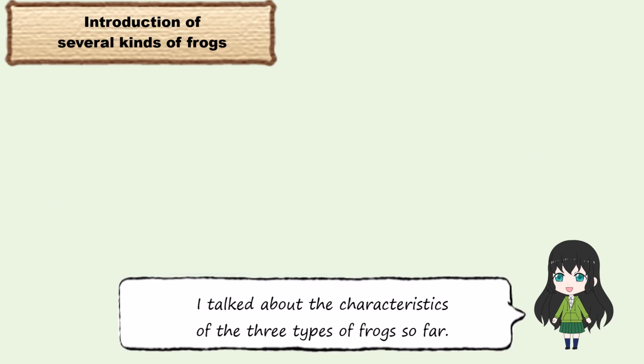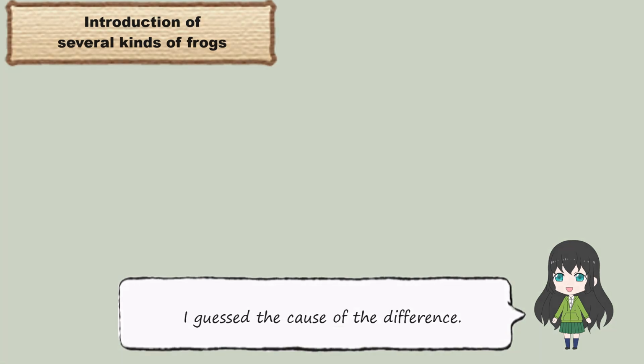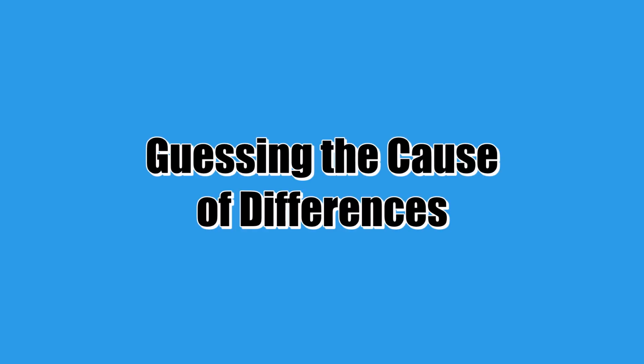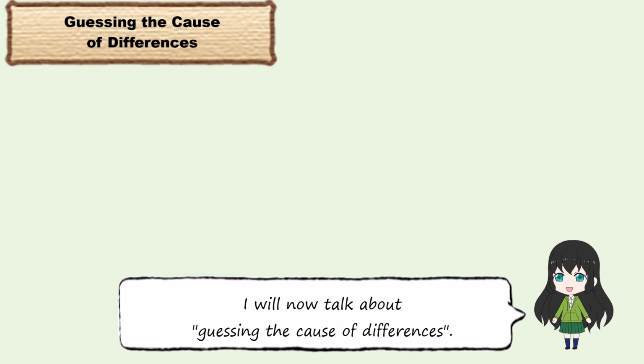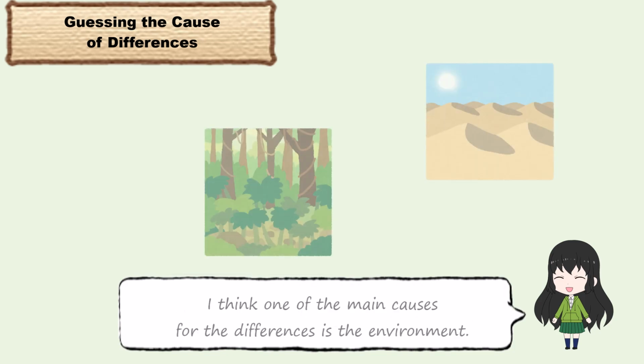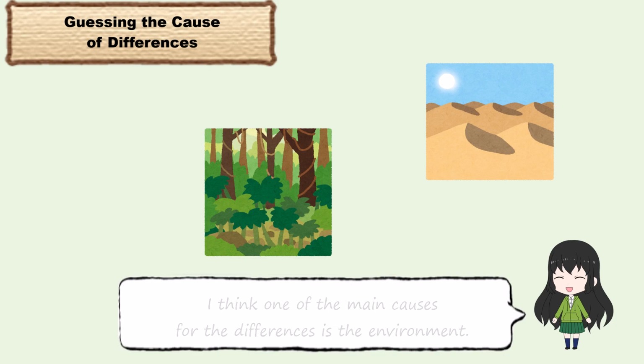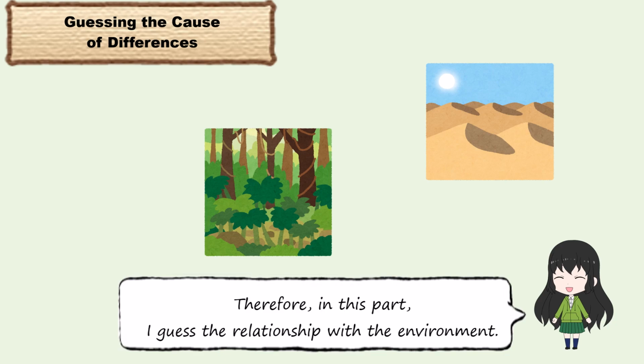I talked about the characteristics of the 3 types of frogs so far. So why the difference? I guessed the cause of the difference. I will now talk about guessing the cause of differences. There are several causes for differences. I think one of the main causes for the differences is the environment. Therefore, in this part, I guess the relationship with the environment.